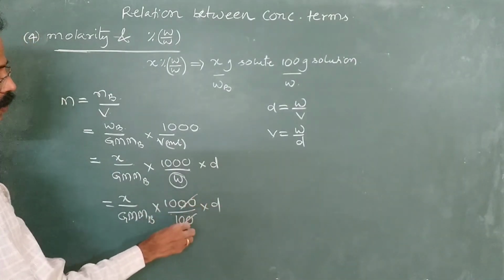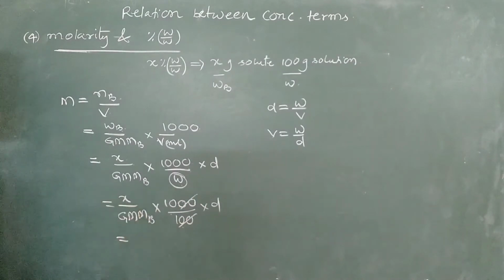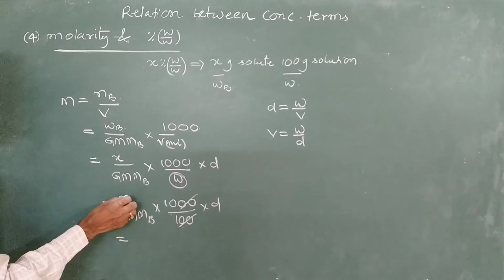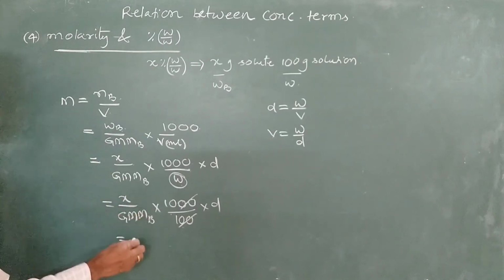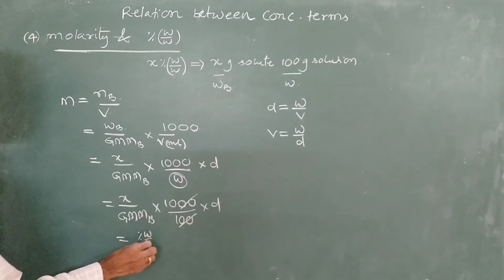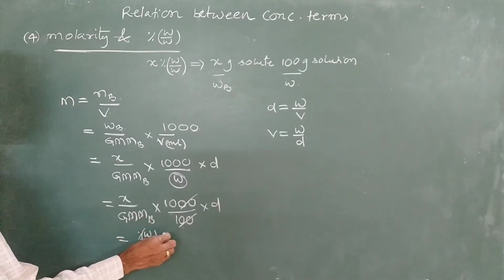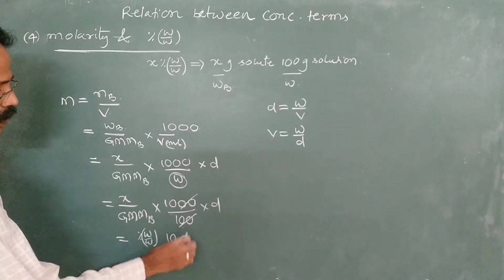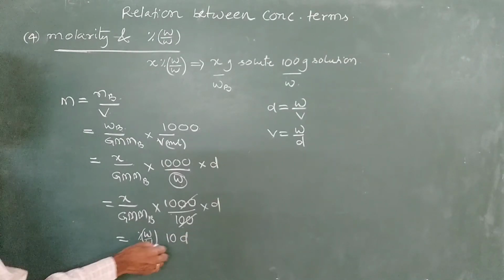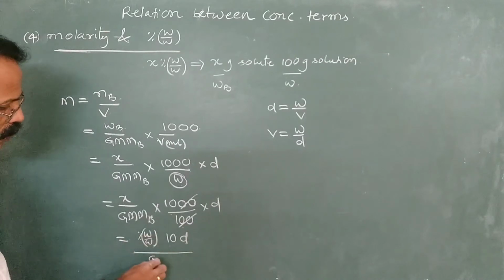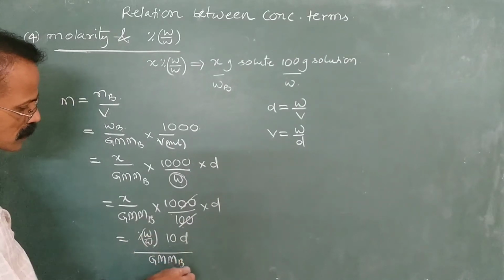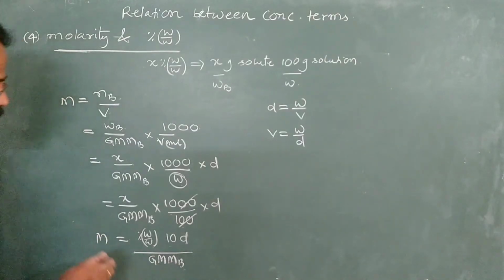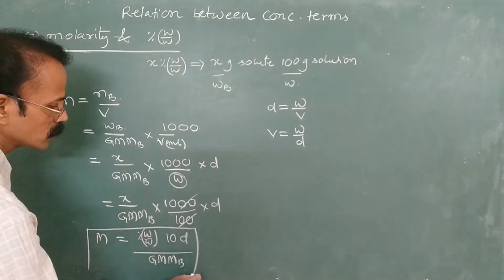Now cancel. What will you get? X into 10 into D. X is nothing but the percentage by mass of solution, into 10 into density, or 10 into percentage by mass into density divided by gram molar mass. So this is the relationship between percentage by mass and molarity.